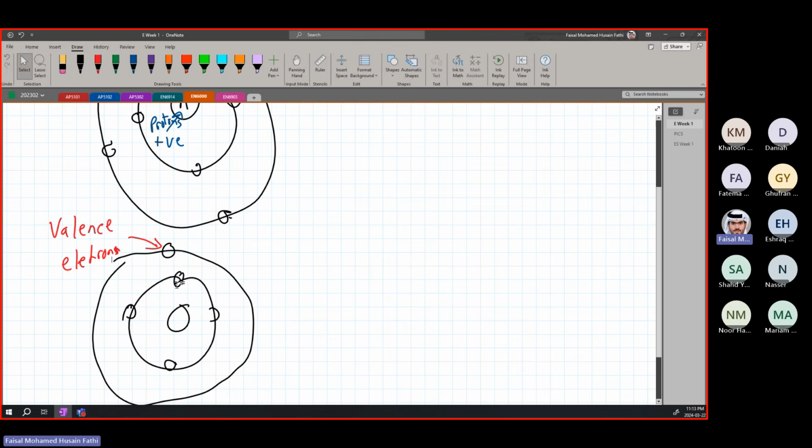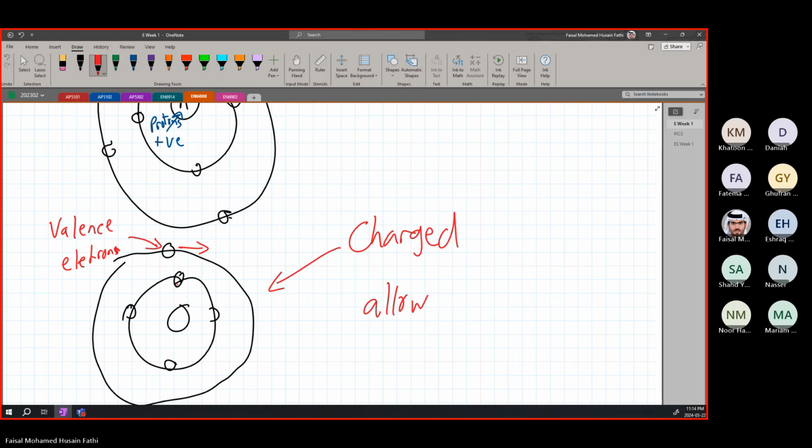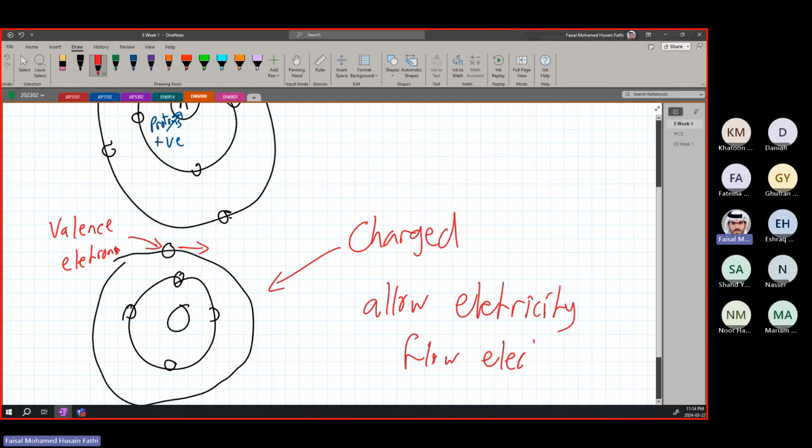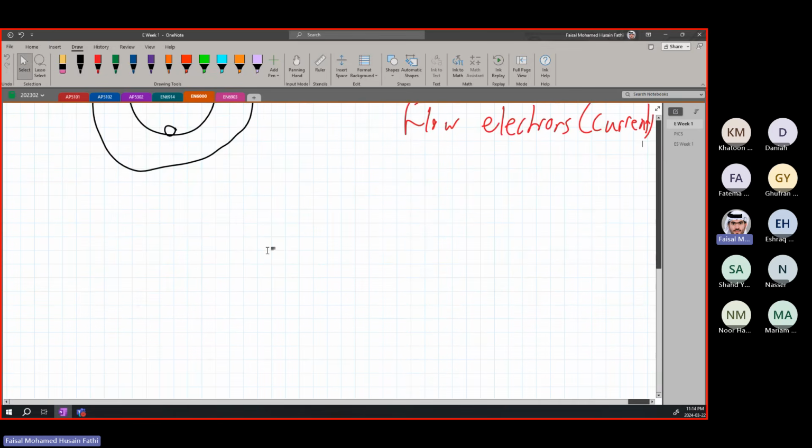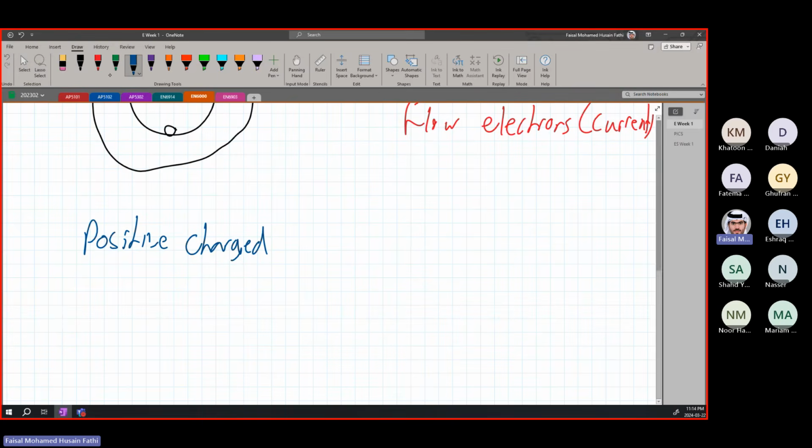If a slight force is applied, this electron will freely move, meaning this will become negatively or positively charged. This will become a charged particle that will allow electricity, or flow of electrons, basically current. And that's where the basic concept of electricity comes from. The idea is you have either a positively charged atom, or it's negatively charged.